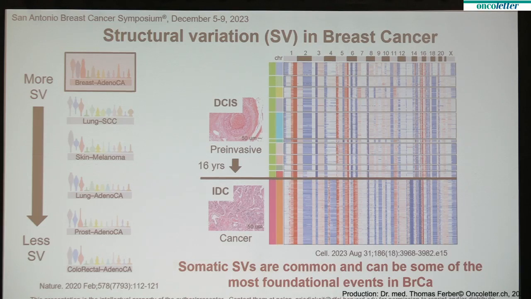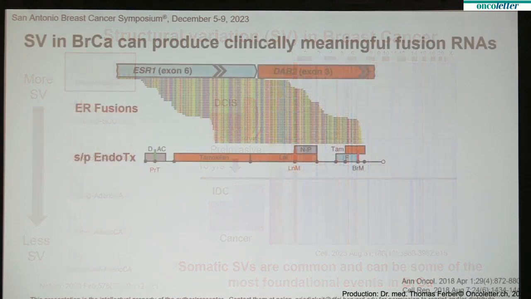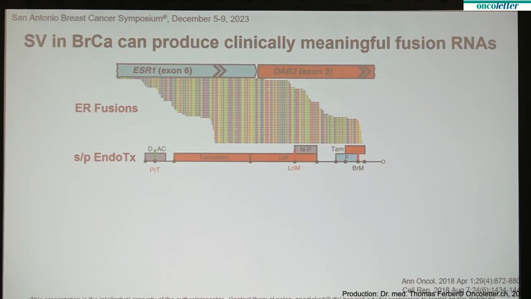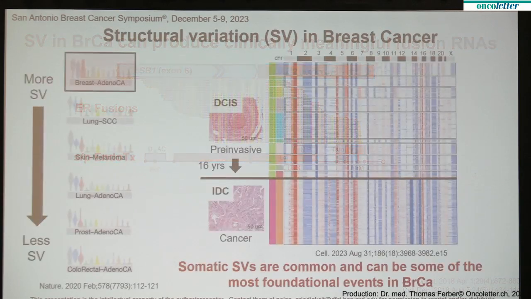Perfect. On the left, you'll see that breast cancer has more structural variants among the most common epithelial malignancies. And importantly, on the right is a study from Nick Navin's group that showed that these structural variants occur early in a cancer's life history and can be preserved when a cancer becomes invasive. So the bottom line is that these somatic structural variants are common and are the most foundational events in breast cancer.